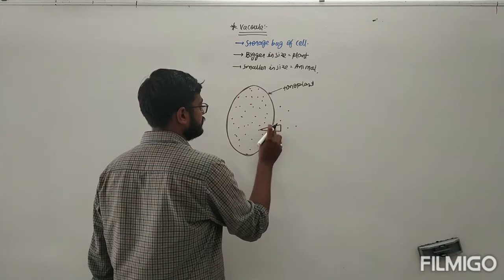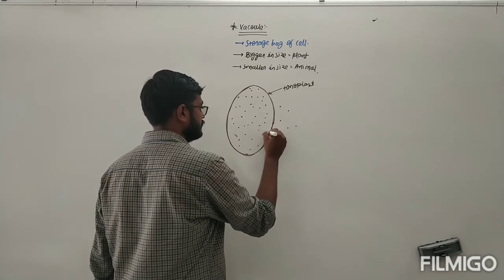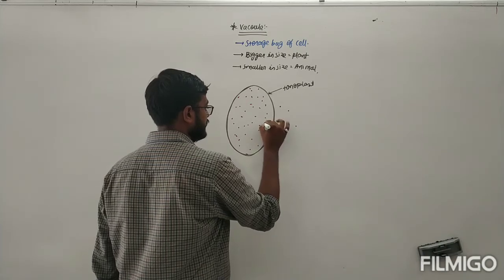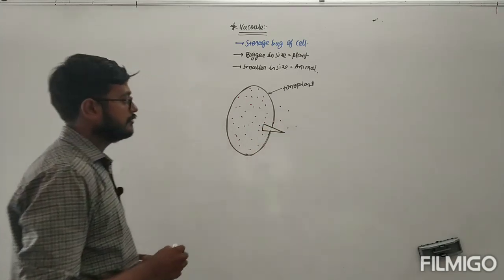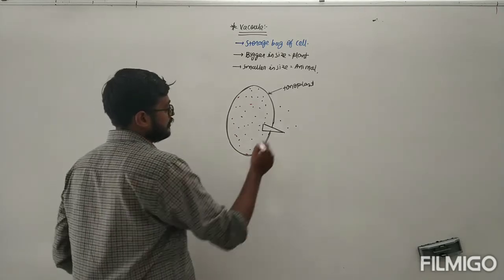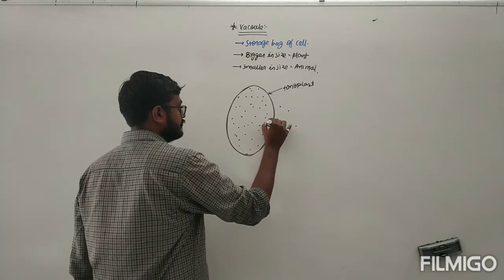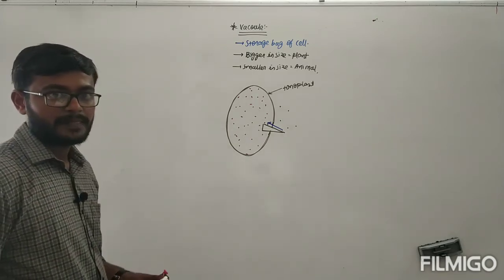So as we move from the outer side to the inner side, the opposite is there. Here the concentration is higher and here the concentration is lesser. You can see that on the outer side the concentration is less. So in a vacuole, substances are moved against the concentration gradient.